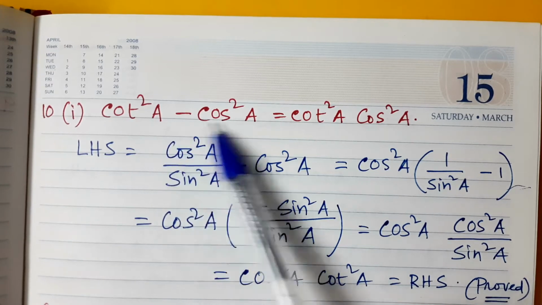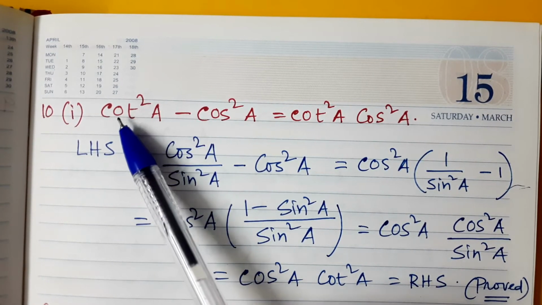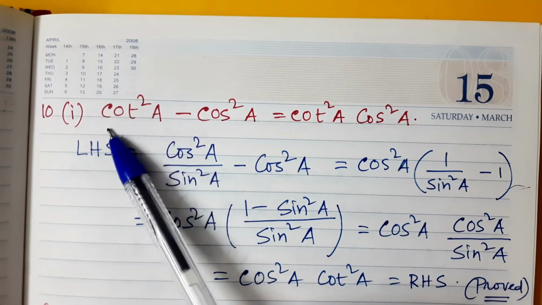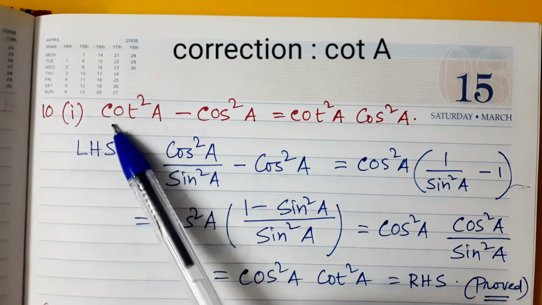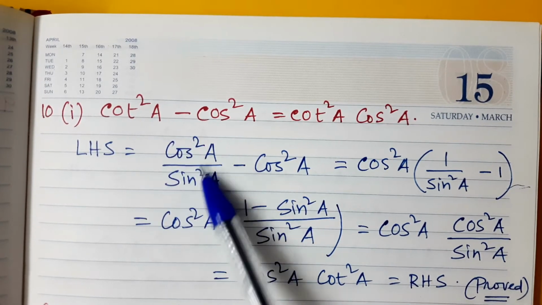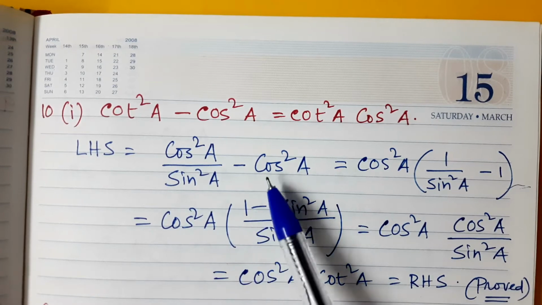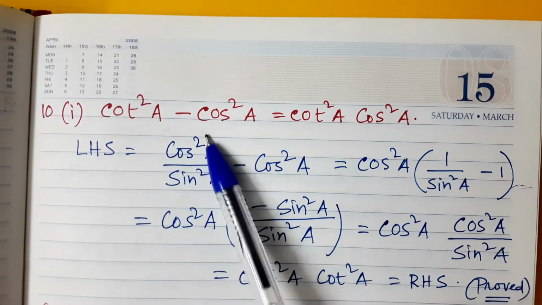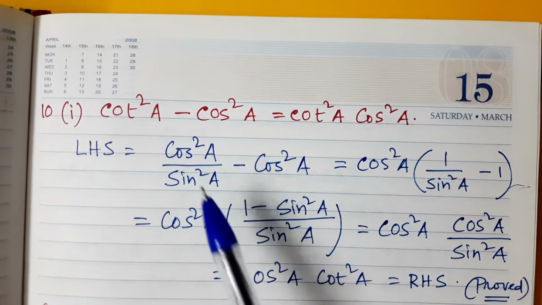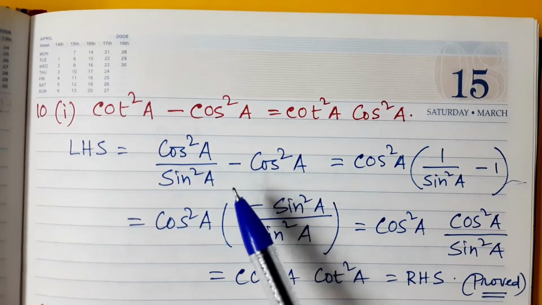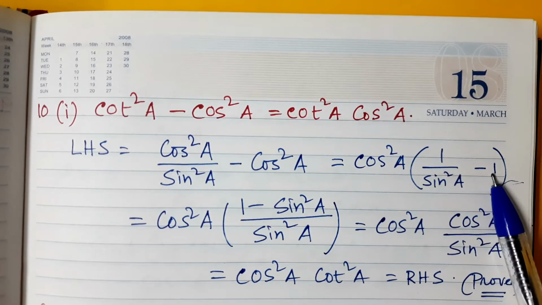Okay. Now you need to prove this. Here I am writing this cot square A as cos square A by sin square A, since cot A is equal to cos A by sin A. That's why I can write this like this. Now here you see, in this term cos square A is present, and in this term also cos square A is present. So I can take cos square A as common. So it is this into 1 by sin square A minus 1.